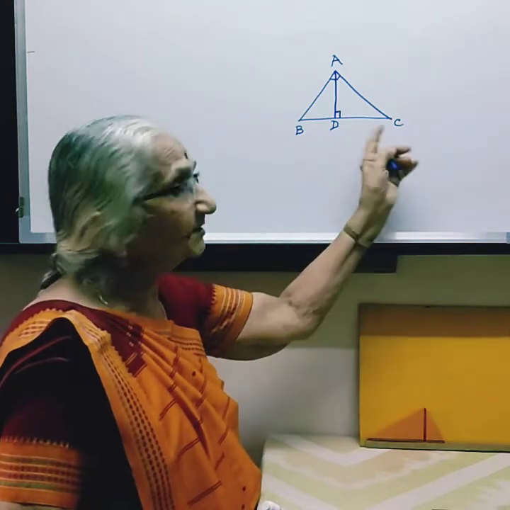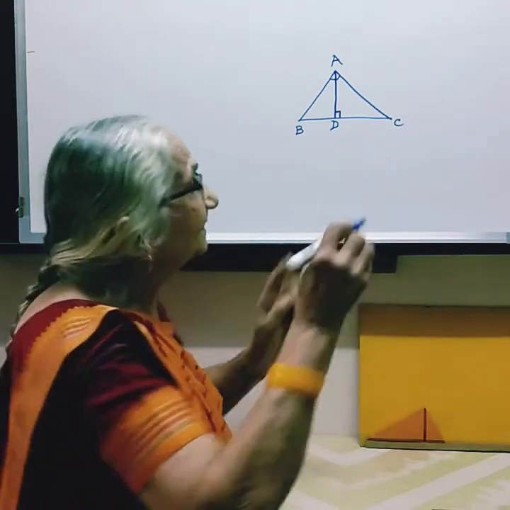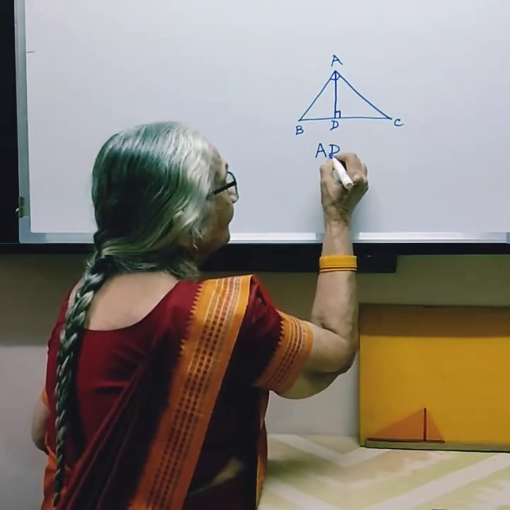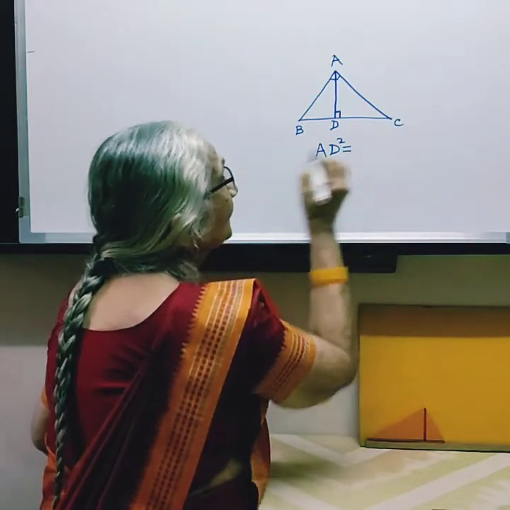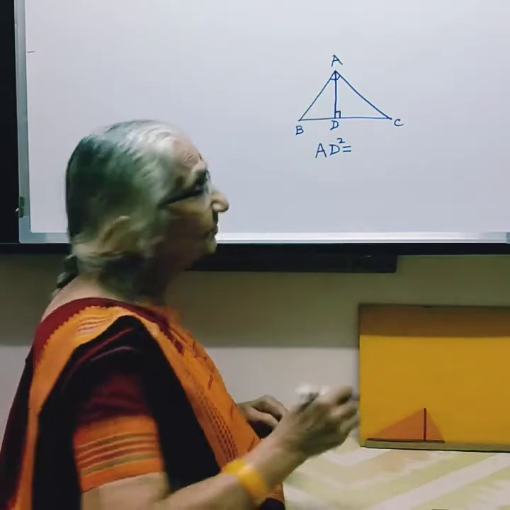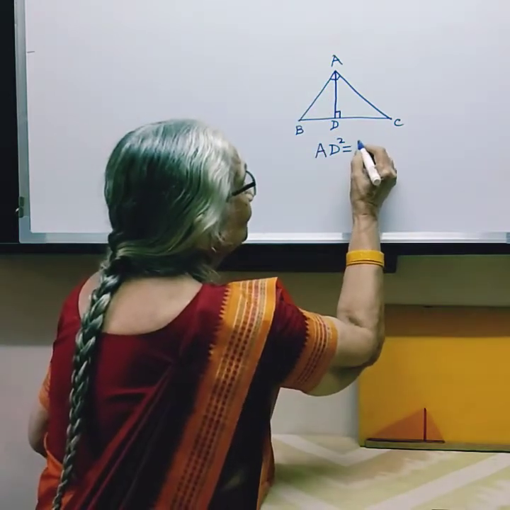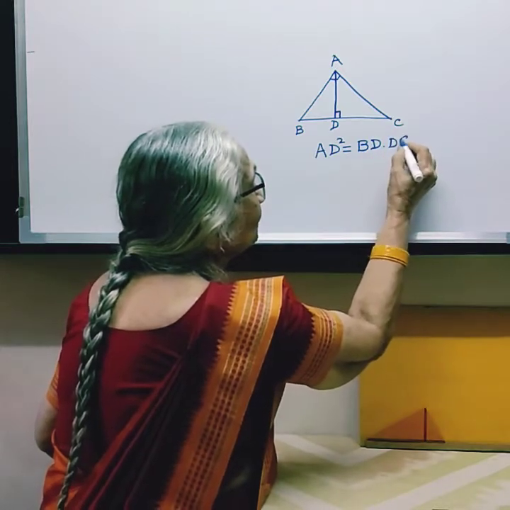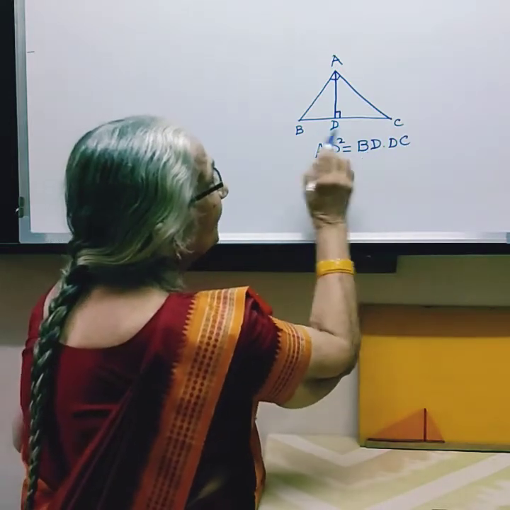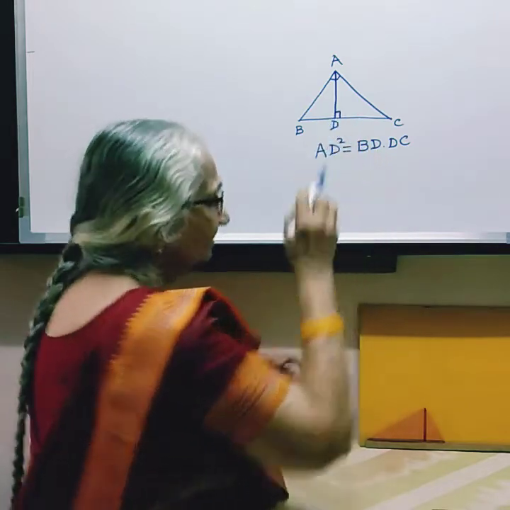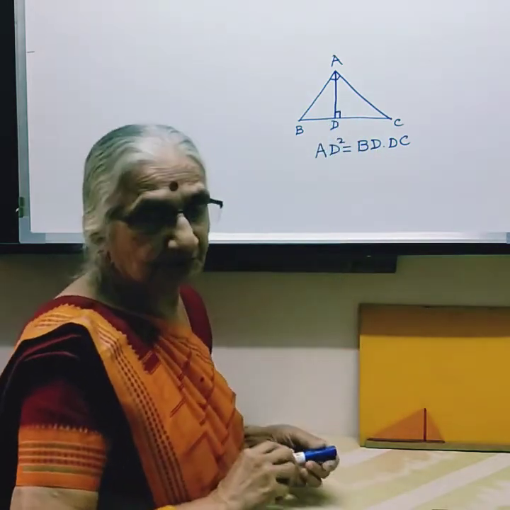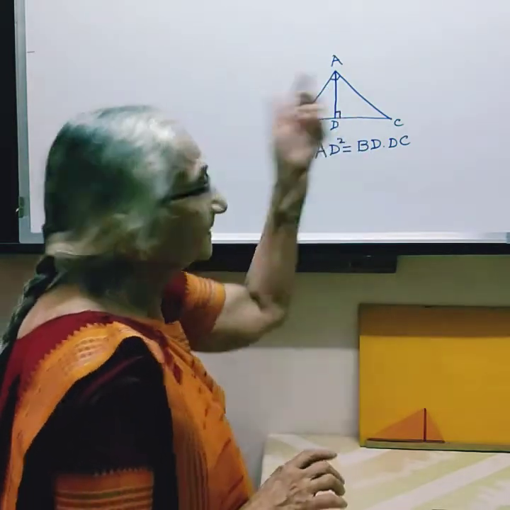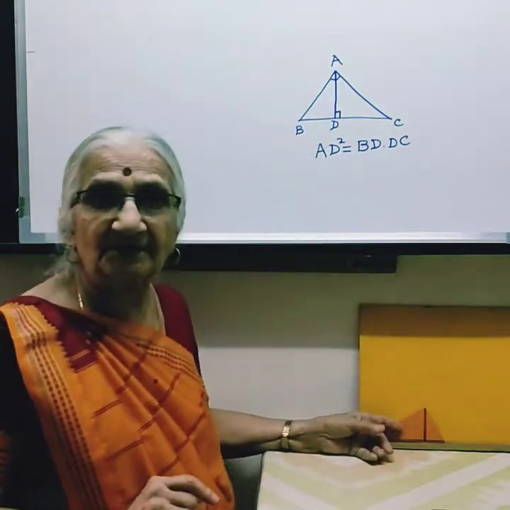Then the result says that in a right triangle, if you take the altitude on the hypotenuse, if AD is the altitude on the hypotenuse BC, then AD square, the square of the length of the altitude, is equal to BD into DC. That means the product of the two parts you get from the hypotenuse. So AD square is equal to BD into DC. Here is the model for it.